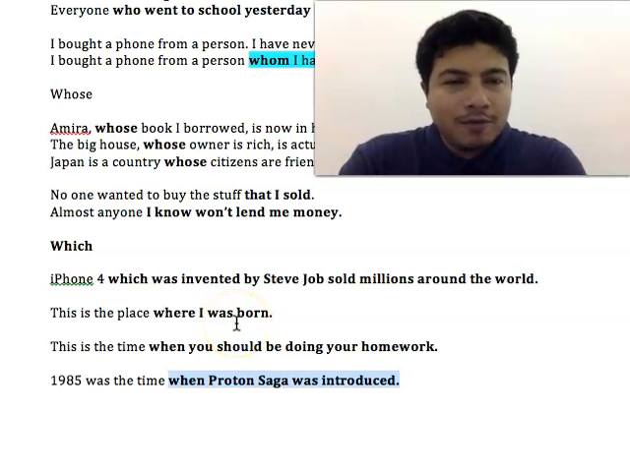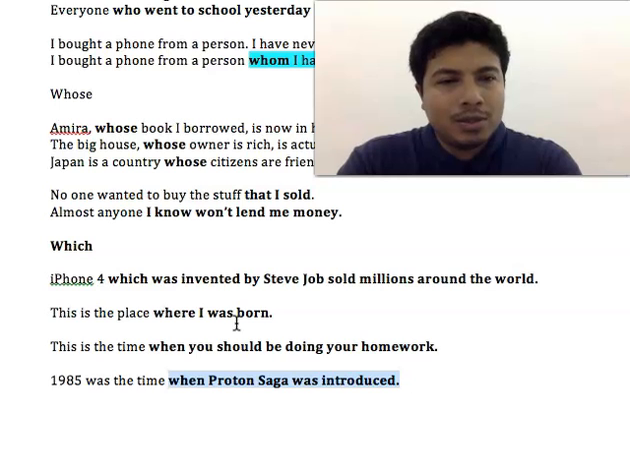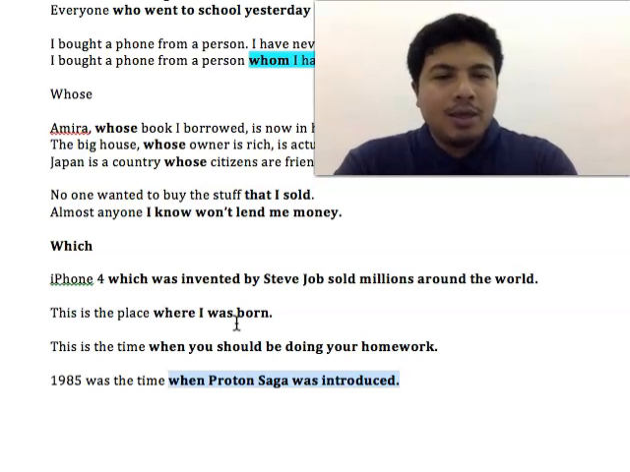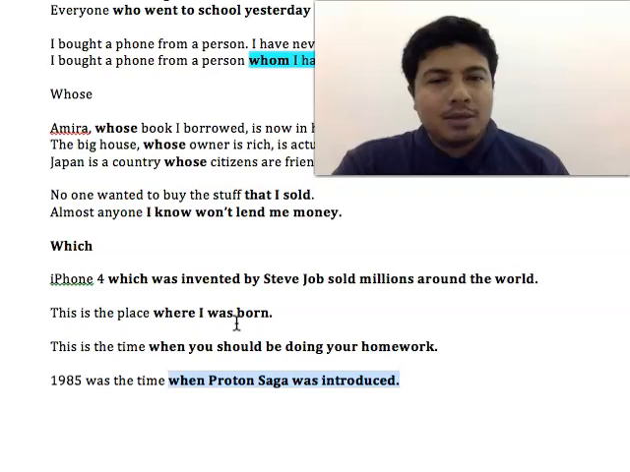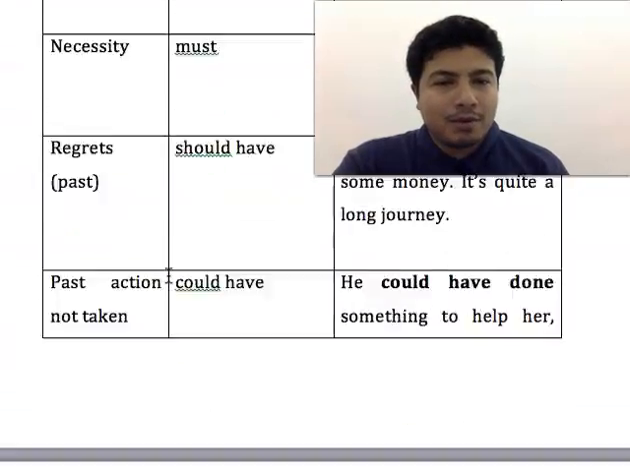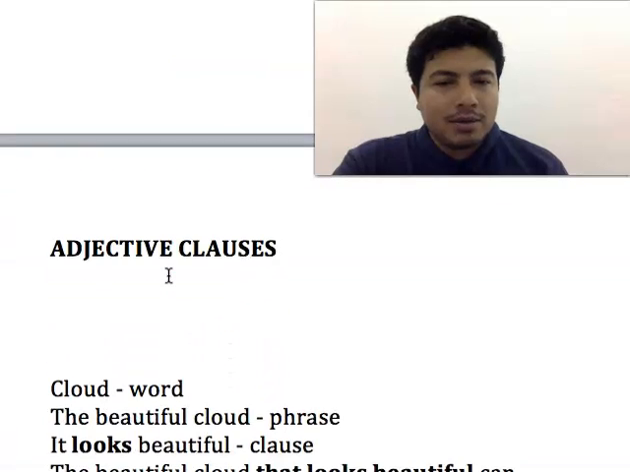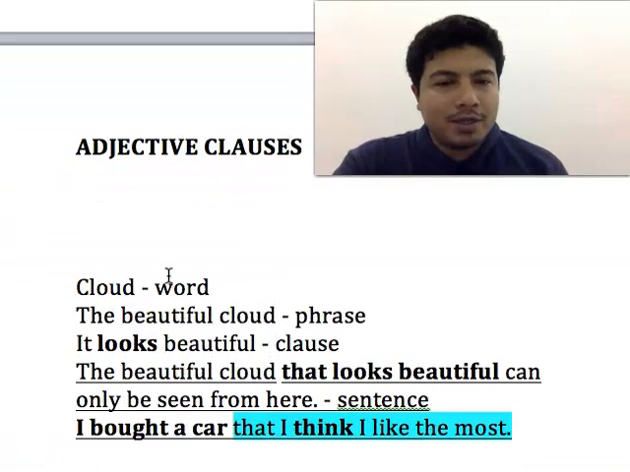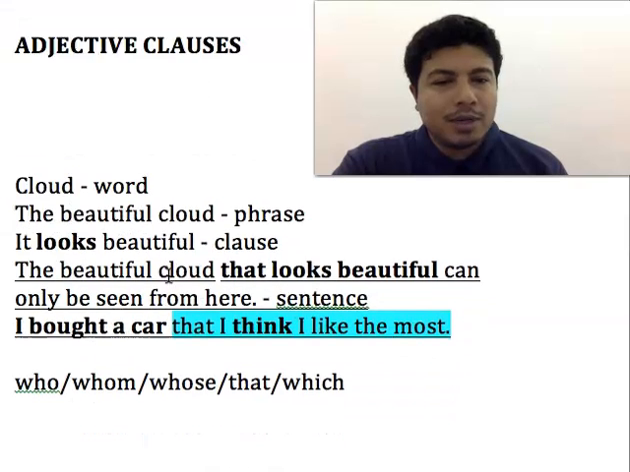So whichever or however you write your sentence, of course, you'll have to make sure that your grammar is always correct and appropriate. So I guess that is all about adjective clauses, and we have covered some relative pronouns that form adjective clauses, like who, whom, whose, that and which, and also when and where.